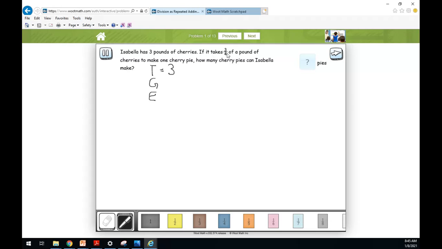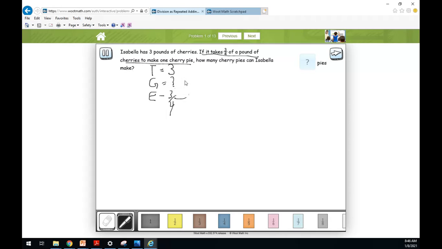If it takes 3/4 of a pound of cherries to make 1 cherry pie, this sounds like an each. How many cherry pies can Isabella make? Okay, so the cherry pies, let me fix this here. This is my 3/4. This is my each. I'm trying to figure out how many groups. So for the G, I'm going to write a question mark.